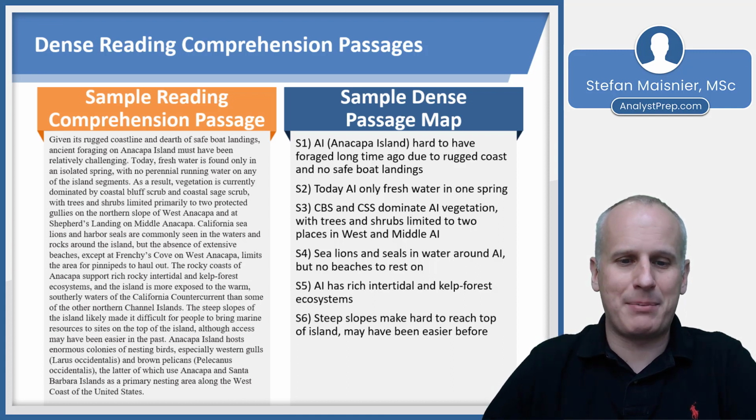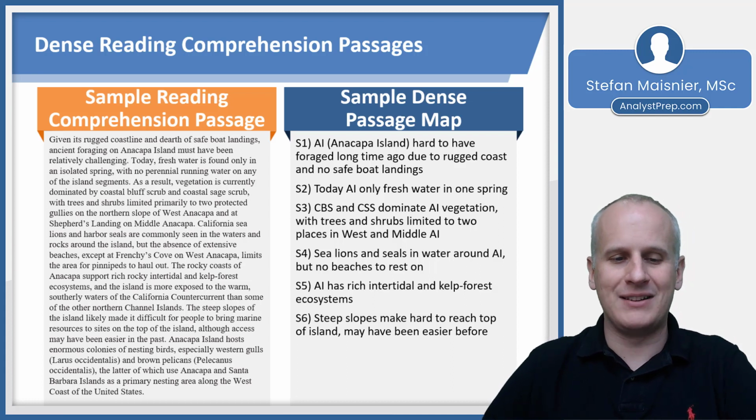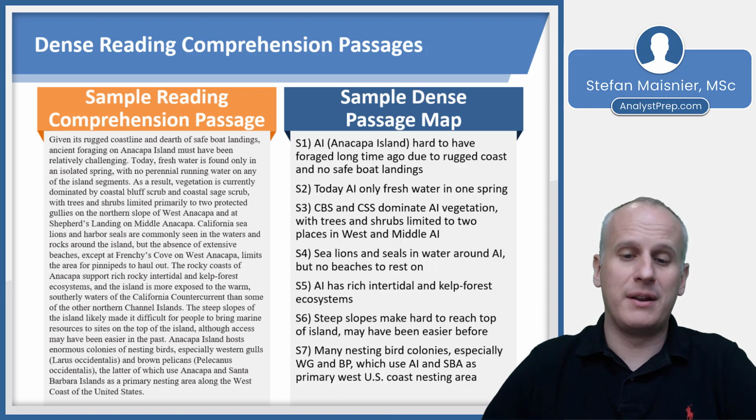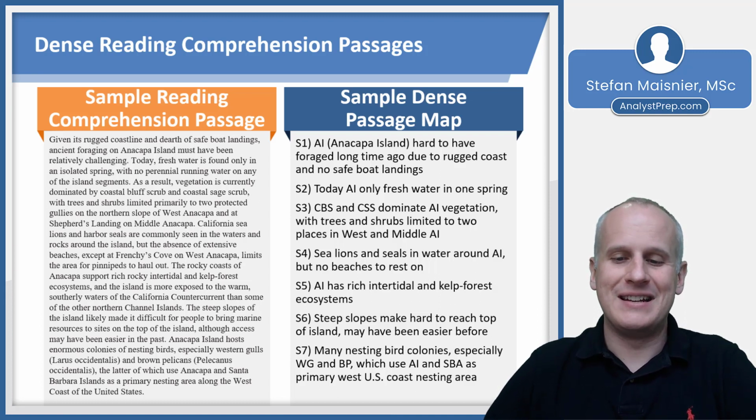Then, lastly, Anacapa Island hosts enormous colonies of nesting birds, especially western gulls and brown pelicans, the latter of which use Anacapa and Santa Barbara Islands as a primary nesting area along the west coast of the United States. So many nesting bird colonies, especially WG and BP, meaning western gulls and brown pelicans, which use AI, so Anacapa Island, and SBA, Santa Barbara Islands, as primarily U.S. coast, primary west U.S. coast nesting area.